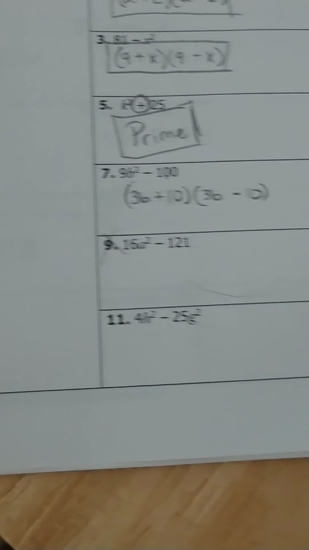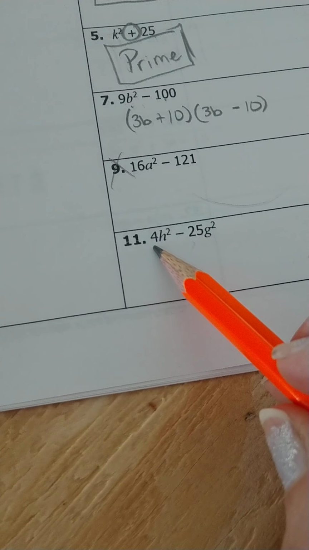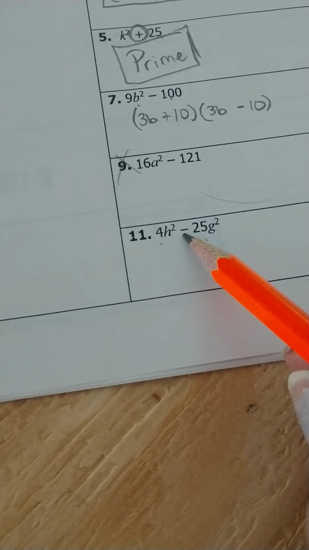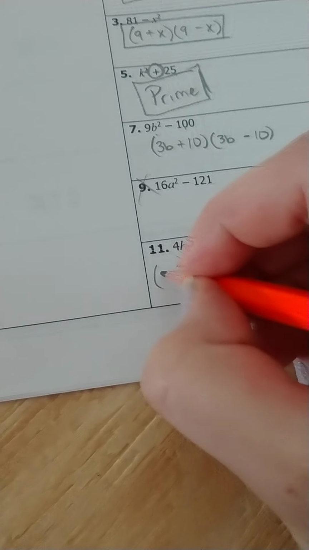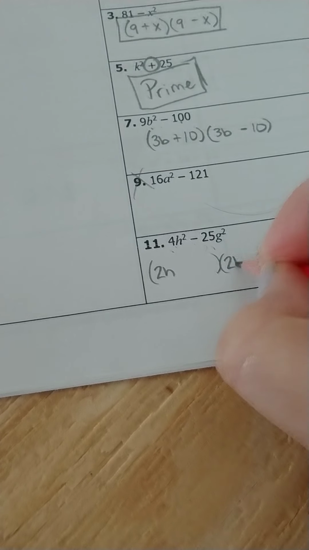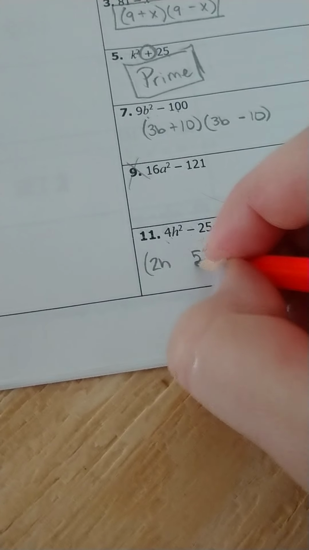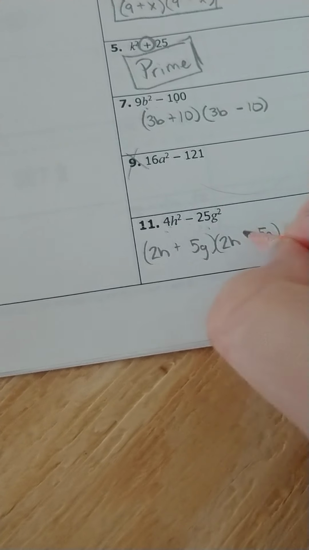So number 11, is 4h squared a perfect square? Yes. Is 25g squared a perfect square? Yes. Is that a subtraction sign? Yes. So go ahead and break it up. 4h squared splits into 2h and 2h. 25g squared splits into 5g and 5g. You're going to have a plus sign and a minus sign.